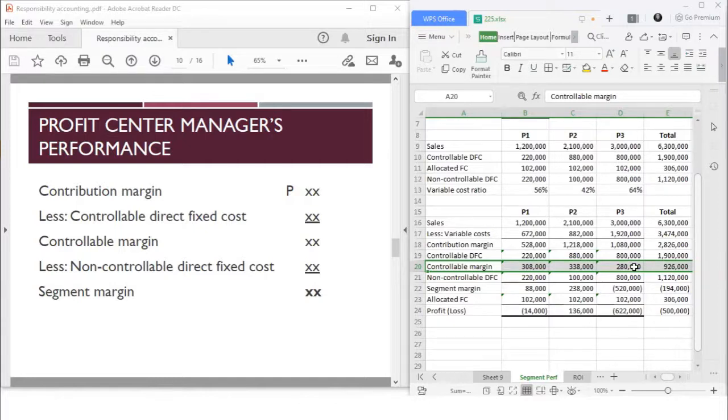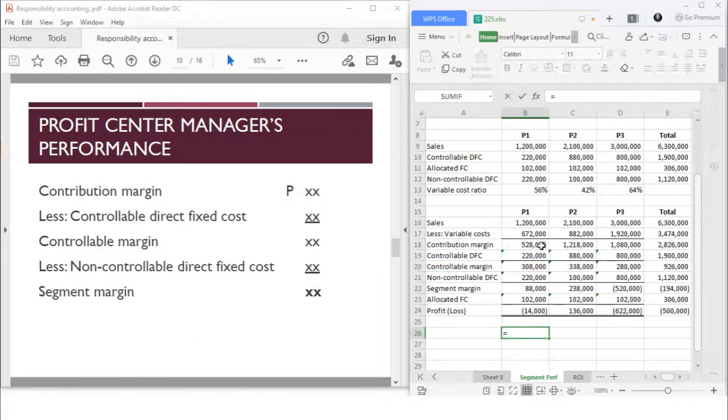Meaning, the manager assigned to the product still tried his best to perform well, because he still earned a positive controllable margin. If you compare the ratio, or the rate, of the controllable margin in relation to your sales, you get the controllable margin divided by sales. So, meaning, what percentage of sales did that specific manager achieve.